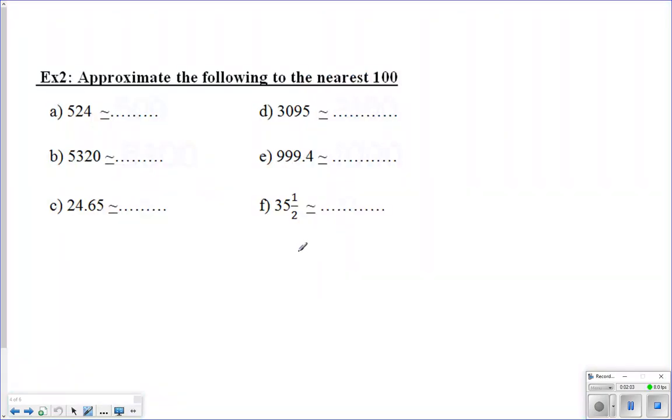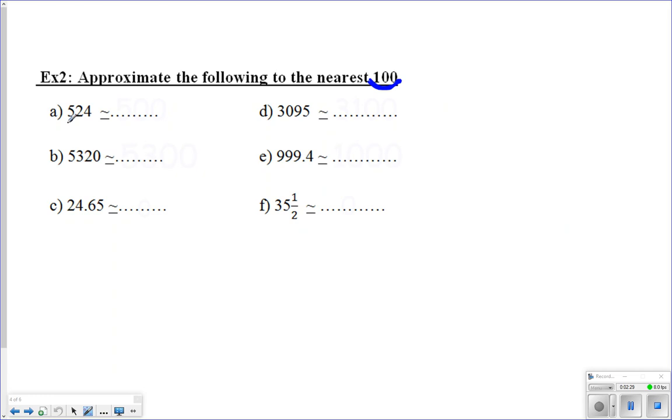And we studied before some questions about approximation to the nearest 10. Now we'll study together how to approximate to the nearest 100. Do you remember our rule? Firstly, get your number. The question here is approximate to the nearest 100, as you see. So we will search for the hundreds. Get your number, meaning we will determine the hundreds.